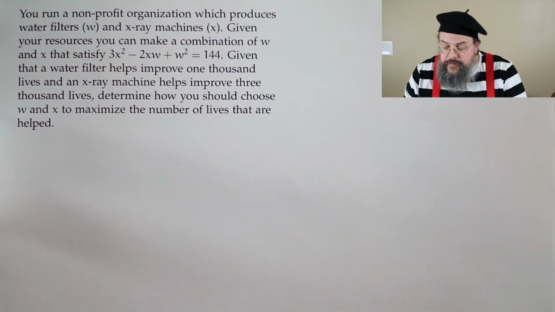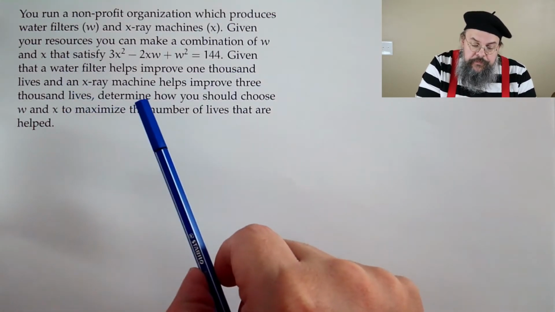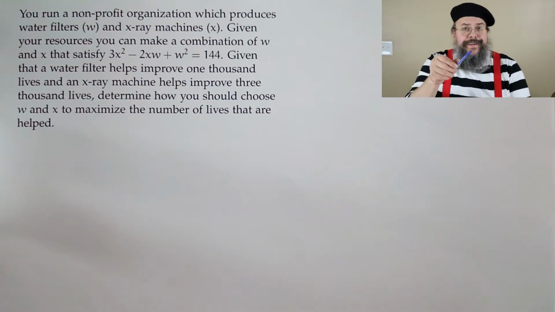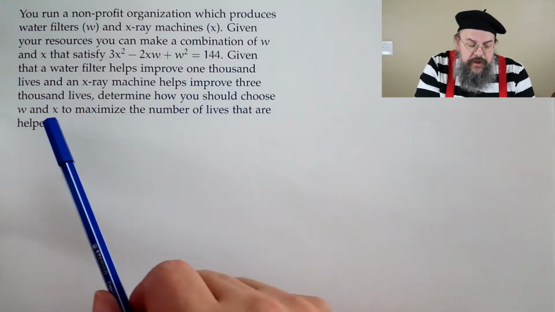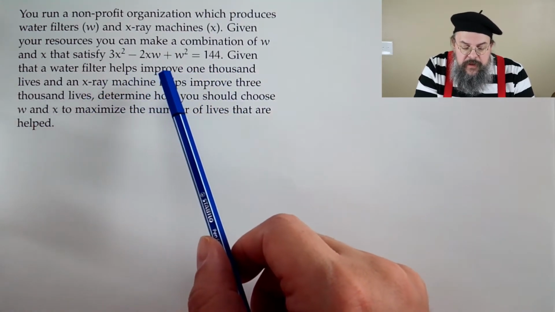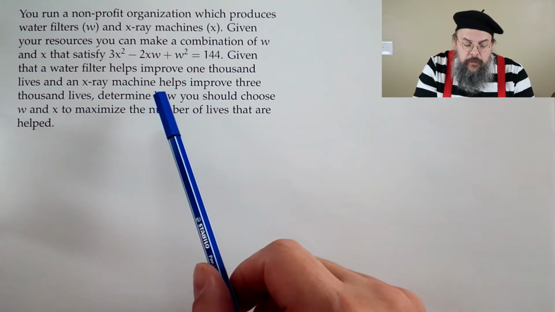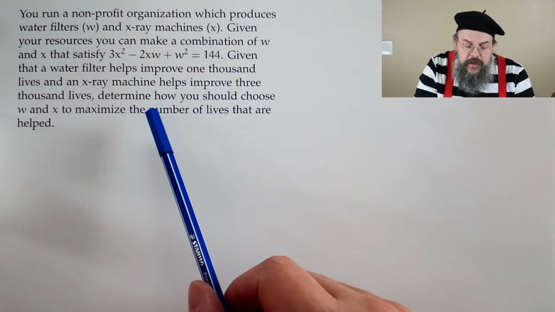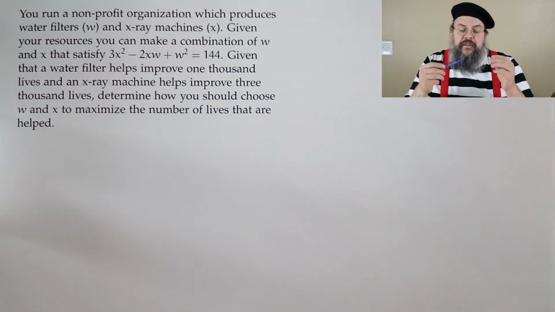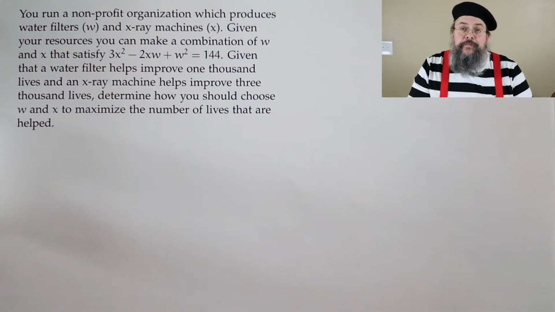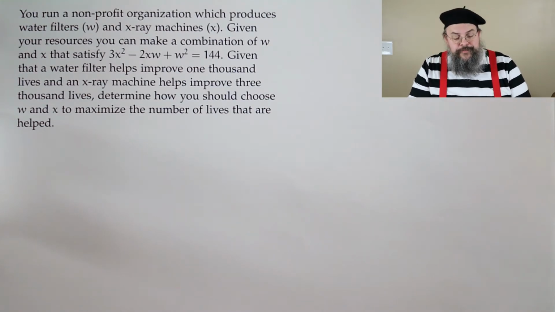Our first problem. You run a non-profit organization which produces water filters, W, and X-ray machines, X. That's very good of you. I knew you were a great person. So, given your resources, you can make a combination of W and X that satisfy 3x squared minus 2xW plus W squared equals 144. Given that a water filter helps improve 1,000 lives, and an X-ray machine helps improve 3,000 lives, determine how you should choose W and X to maximize the number of lives that are helped. All right, that sounds good. Calculus being used for good? Definitely we approve of that.